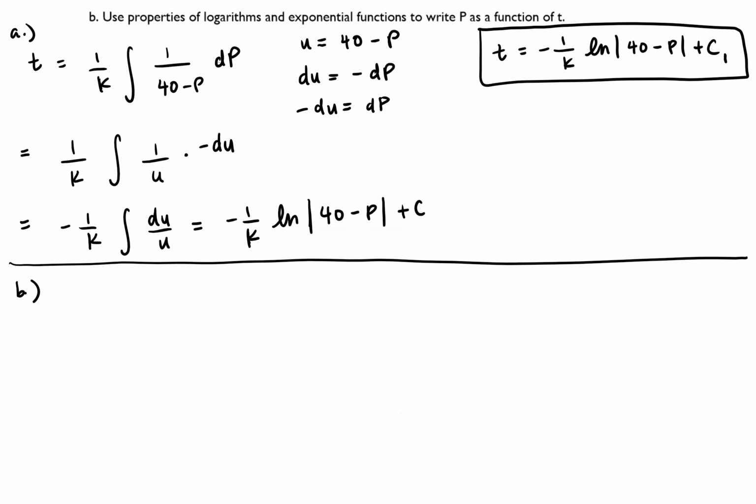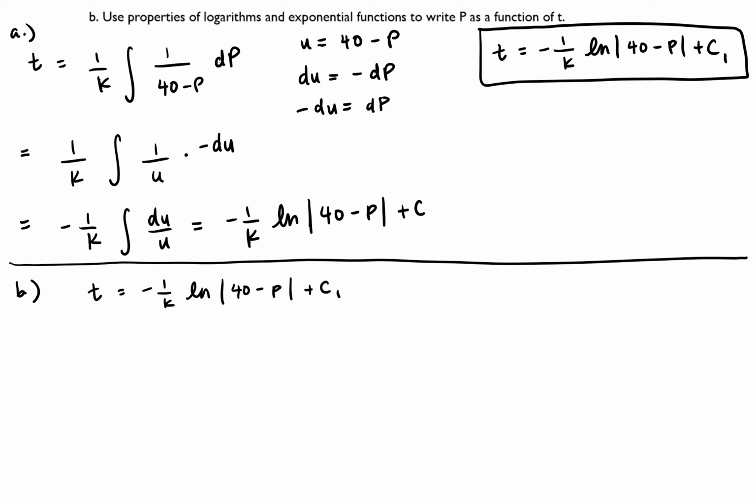Part B says use properties of logarithms and exponential functions to write p as a function of t. So let me just rewrite the function we found in part A. T equals negative 1 over k times the natural log of 40 minus p plus c1. Now, the first thing that I want to note is that we can drop the absolute value signs because it says that 40 minus p is greater than 0 in the initial problem.